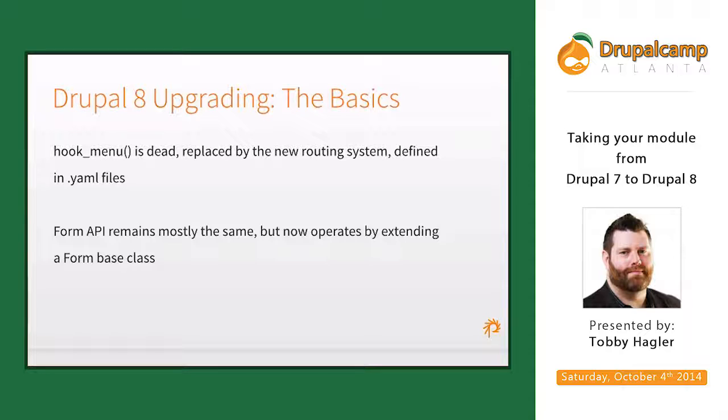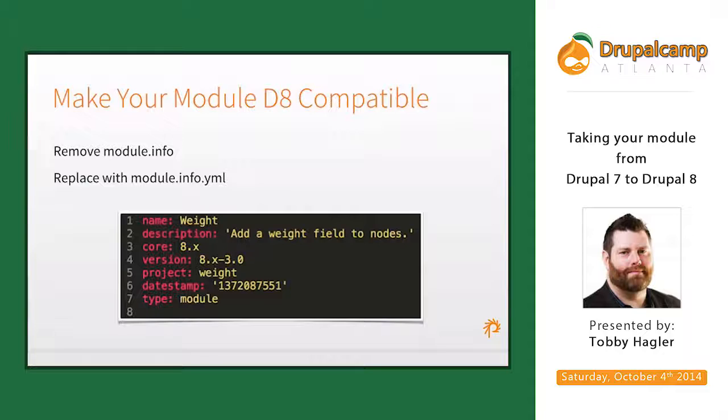So the very first thing you're going to want to do when you try to make this thing work is, let's just make it D8 compatible. It's not going to work, but let's make it so that Drupal 8 at least recognizes that you have a module there. So the first step of that is remove module.info. Replace it with module.info.yaml. Now I said before, that's a terrible color choice. You can't hardly see that, but what you've got here is a YAML key value pair listing of everything that you had in your .info file to begin with. Virtually everything is the same. The only thing that we changed is core goes from 7.x to 8.x.